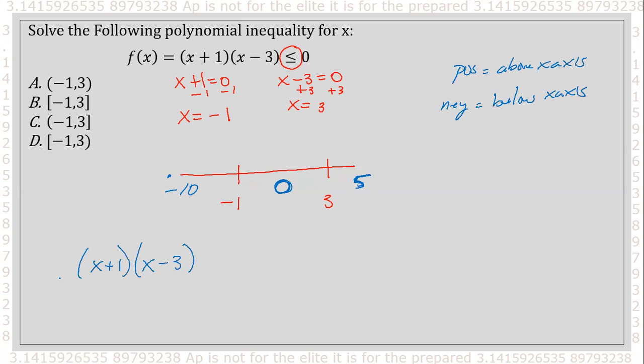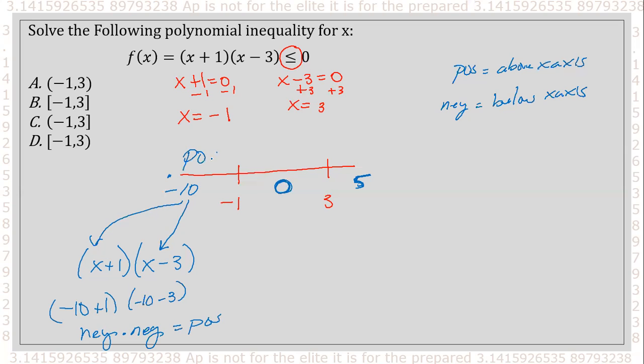Okay, so if I substitute a negative 10 into all my x's, I get negative 10 plus 1. That gives me a negative 11, so a negative. Negative 10 minus 3 gives me another negative. So far I got negative times negative. That is a positive. So this answer right here is positive. Okay, so I want you to try the next one. What happens when I have x equals 0?